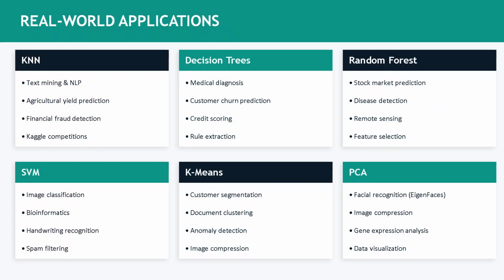Now we move on to the real world applications. In actuality, machine learning is everywhere. KNN is in finance and agriculture, decision trees in healthcare, random forests in stock prediction, SVM in image recognition, k-means in customer segmentation, PCA in facial recognition. The algorithms we learned aren't just academic, they're running in production systems right now as we speak.